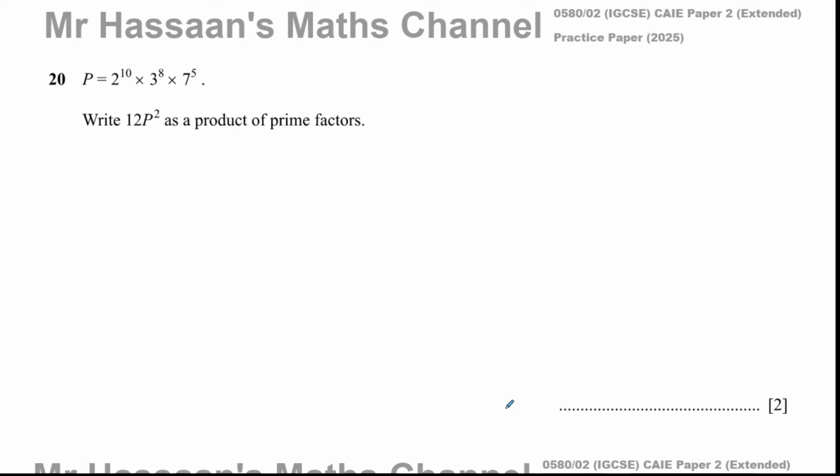I have a question now about indices and prime factorization of numbers in index form. This is question number 20 from the practice paper of the 2025 IGCSE Cambridge 0580 Paper 2, non-calculator paper.